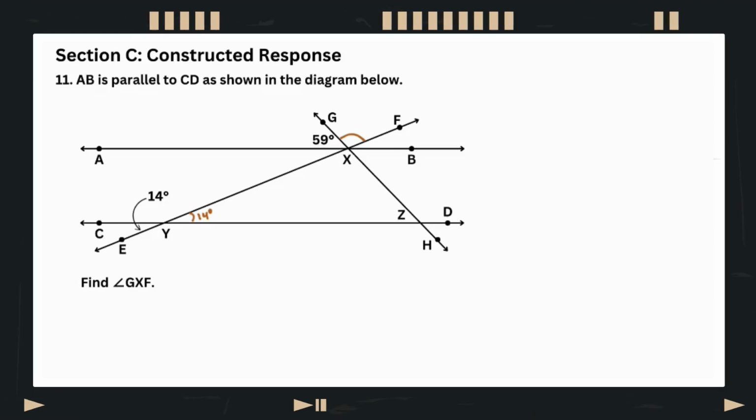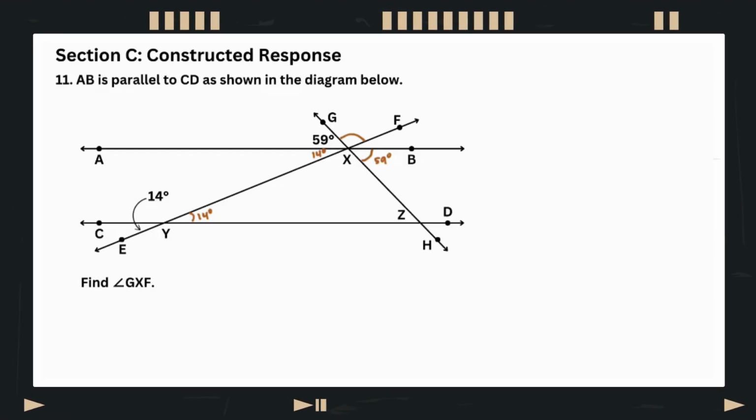Next is that GXA is 59 degrees, and that is opposite FXB. So which means this is 59 degrees as well. Now since XYZ is 14 degrees, then this is also 14 degrees. And FXB, so this makes this part 14 degrees as well. Therefore, or we don't actually need that information, since GXF is the unknown.